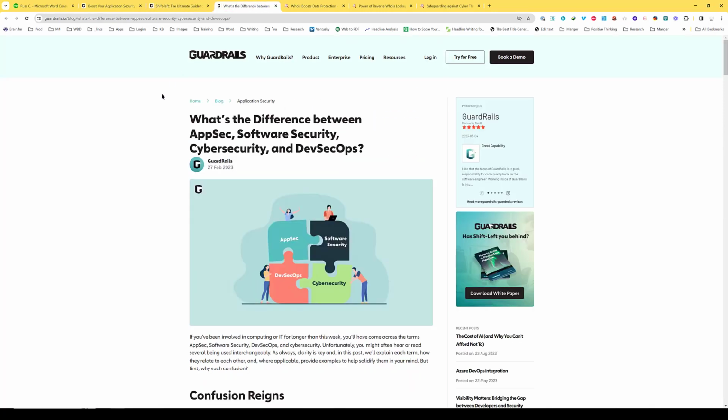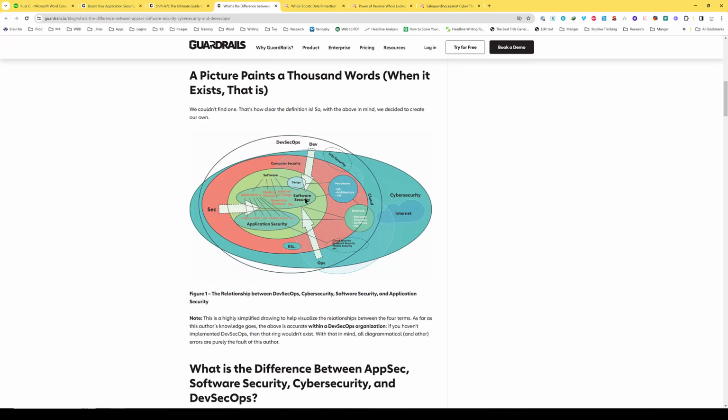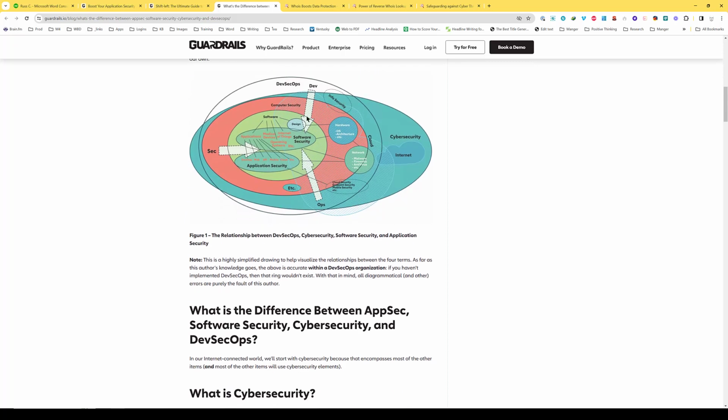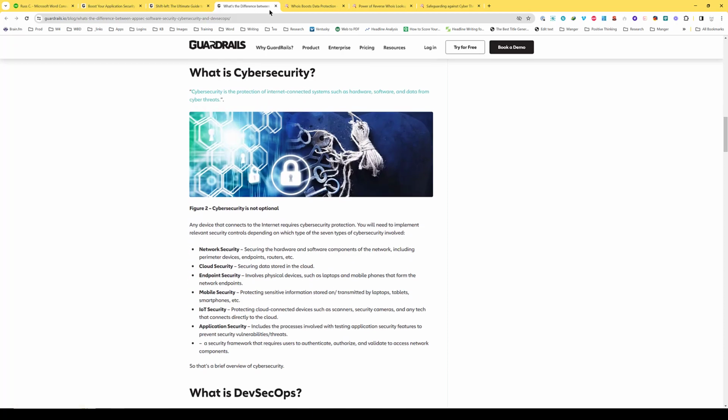Another blog post I wrote for them was What's the Difference Between AppSec, Software Security, Cybersecurity, and DevSecOps? And in this one, I actually show off my graphic design skills, because this is an image that I designed. The branding is Guardrails, of course. I just did the line images, and it took me a little bit of fiddling about to get that. But again, this is a higher level piece, calling out something that people have questions about in the industry. This is good for search, for SEO, for getting visitors and getting eyes on the blog posts.